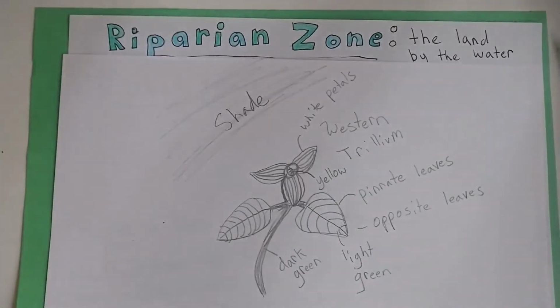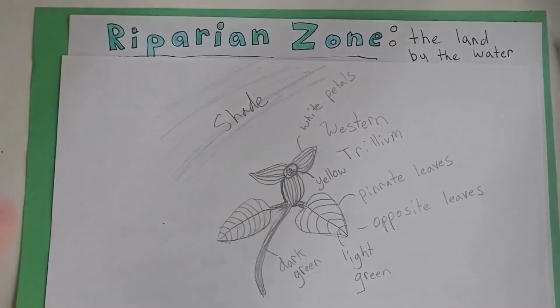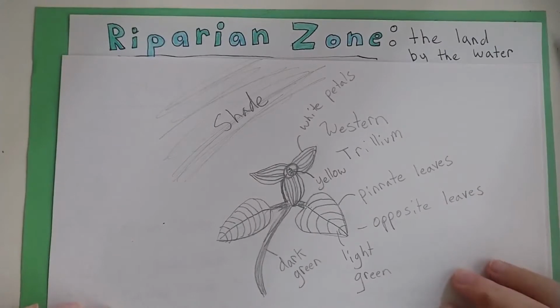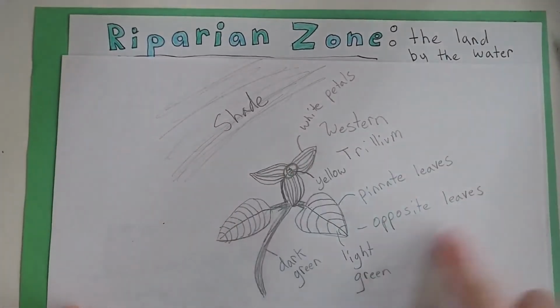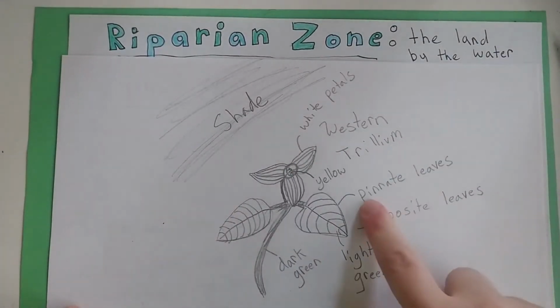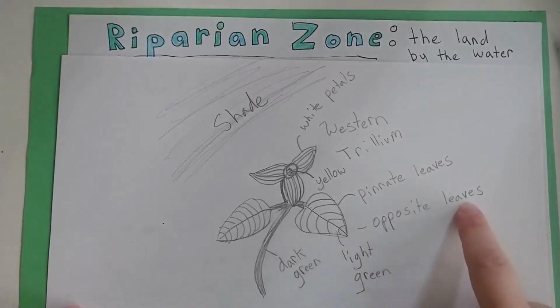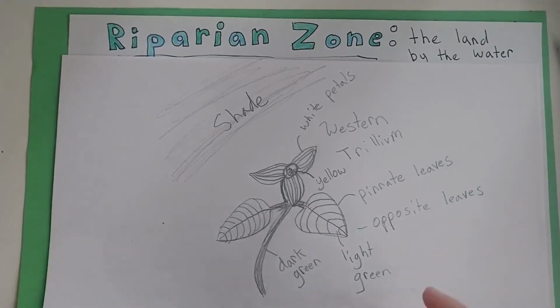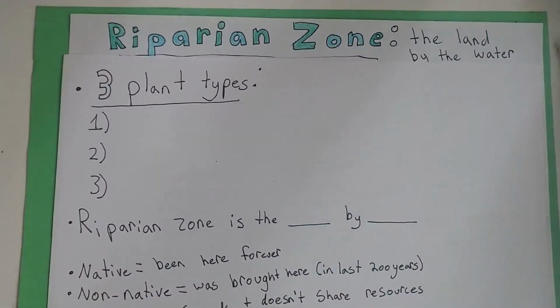We are wrapping up our last lesson in the Riparian Zone. Last time we did the activity, I drew the Western Trillium and I labeled the different types of leaves, different colors, and different observations that I noticed. So we're going to be ending our lesson with the Riparian Zone, and I'm going to go over things we covered.